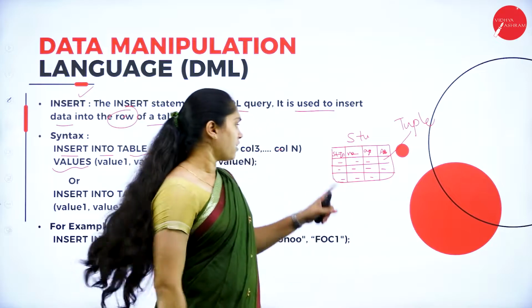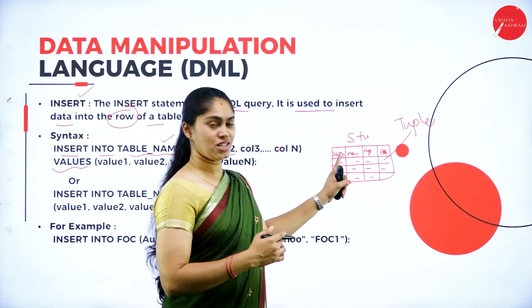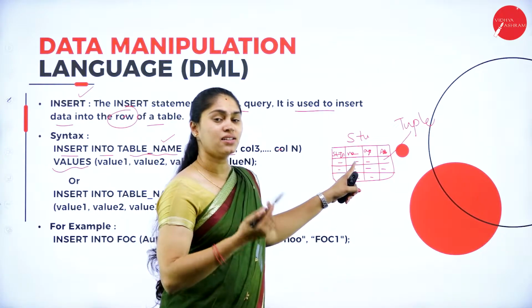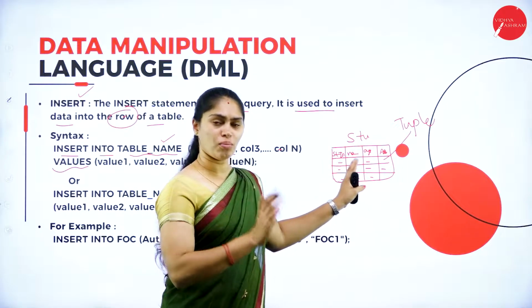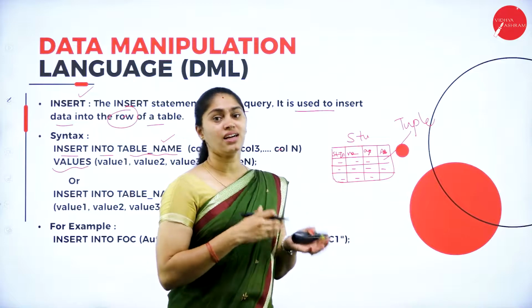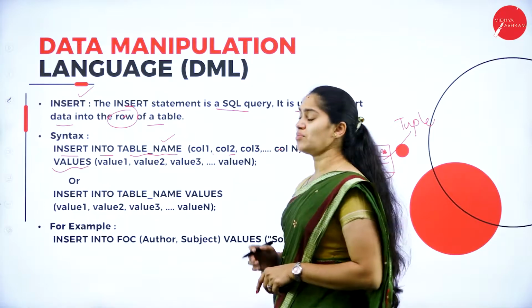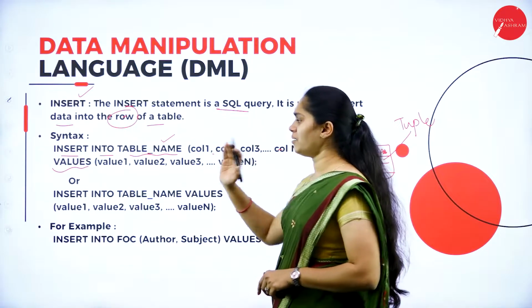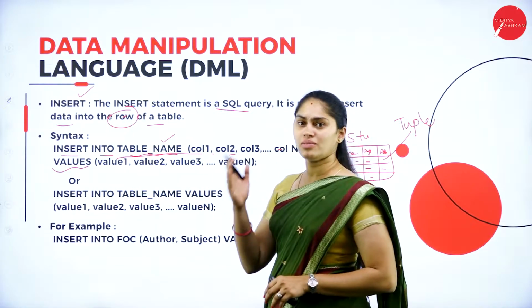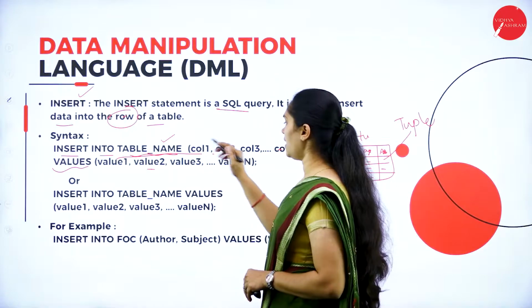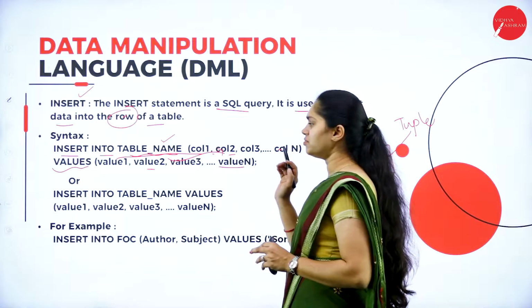For example, if the student ID is the first column and name is the second column, if I write the name first and student ID next, then the data is going to be interchanged. If it is of the same data type, then no problem, but it is going to take the data in a wrong way. So while you are inserting data into the database, you should be very cautious regarding the column as well as the value, so that value 1 corresponds to the column 1 data type, value 2 corresponds to the column 2 data type. Okay, the same way up to value n.